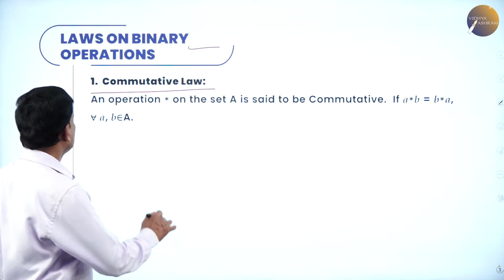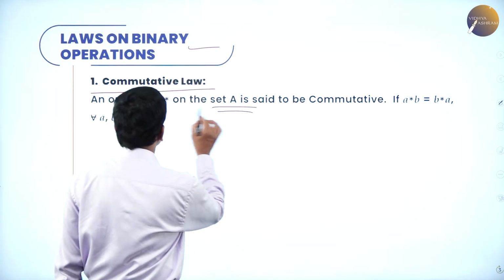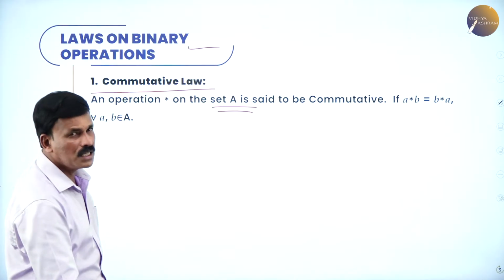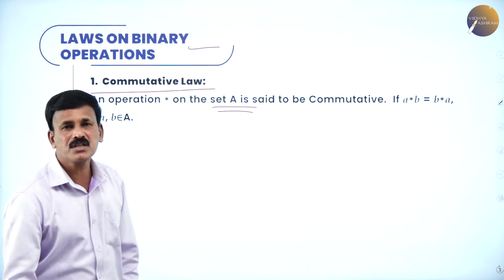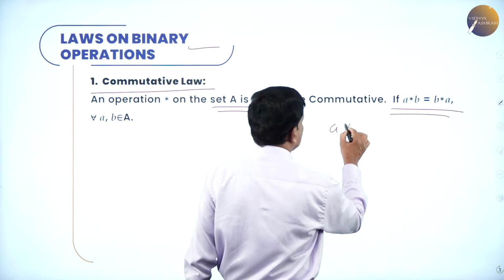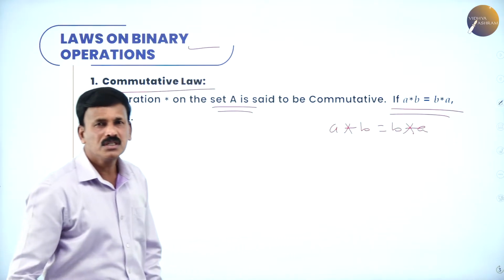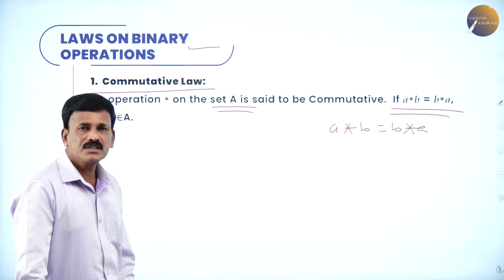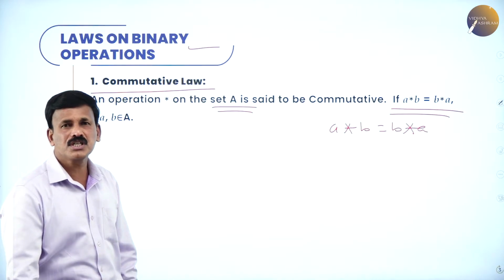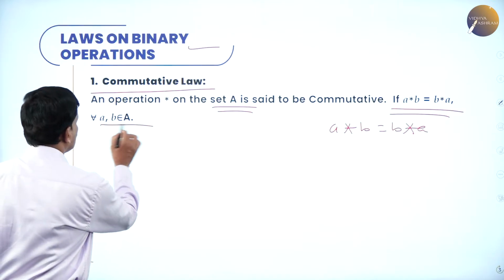So here let us come to the first, commutative law. An operation star on a set A is said to be commutative if A star B is equal to B star A. If A star B is equal to B star A, then star is said to be commutative, or commutative law holds good, on the given set, for all A, B belongs to the set A.